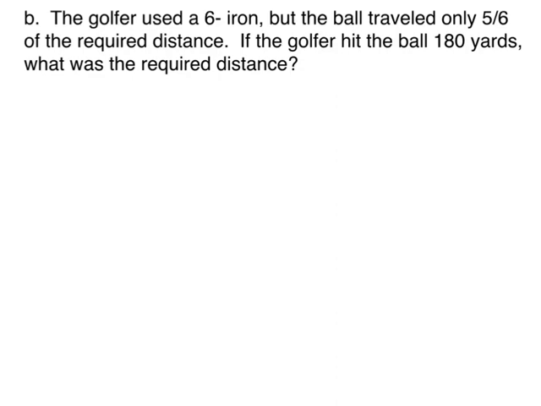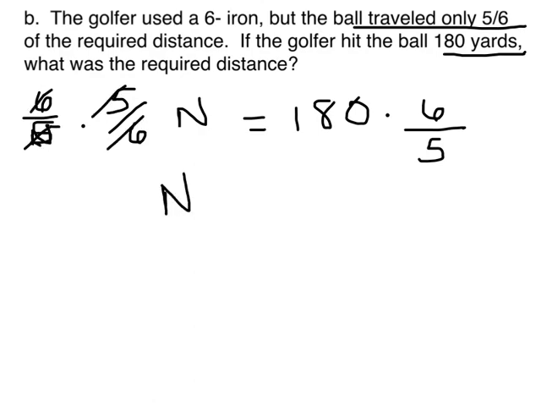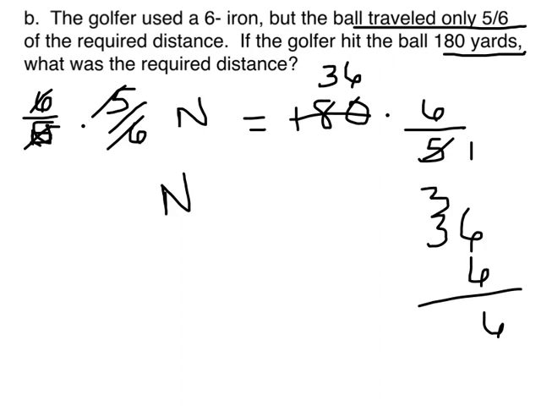Okay, the golfer used a 6-iron, but the ball traveled only 5/6 of the required distance. The golfer hit the ball 180 yards. So this is how far the ball traveled. This is how far the ball traveled. So we set it up 5/6 on one side, 180 on the other side, 5/6 of n. Then I'm going to use my reciprocal here. Cross cancel. Sorry, I made that an n. And 5 will go into 180. Let's see, 36 times. And 36 times 6 is 216. So the required distance would have been 216 yards.